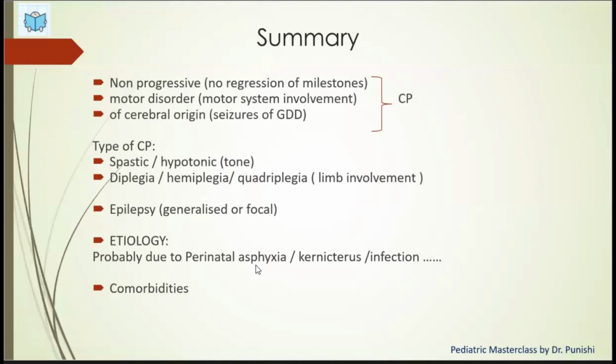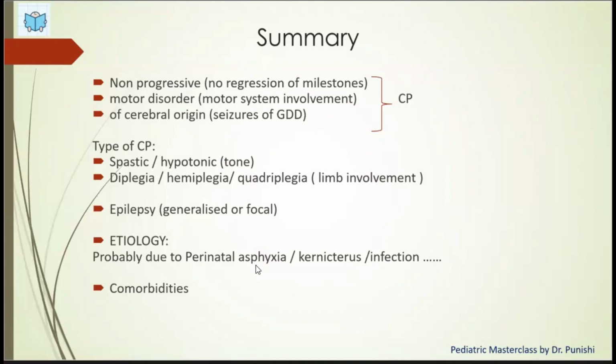Now, what type of CP is it? Whether the child has spasticity or hypotonia, you will say it's a kind of spastic CP, and again, whether it's diplegia, hemiplegia, quadriplegia, monoplegia, depending on which limb is getting involved. So let's say the child has increased tone in the lower limbs.